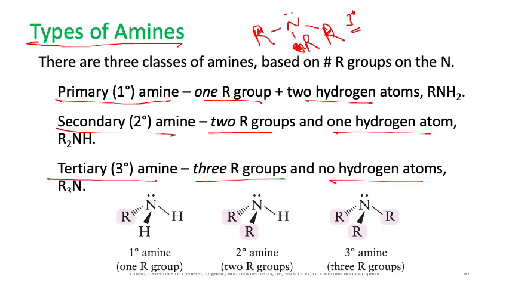So these are the examples: 1 R group, 2 R groups, and all 3 bonds replaced by R groups, tertiary amine. So if you have any structure, you just have to see how many R groups are attached to the central nitrogen. You can easily figure out what kind of amine it is, primary, secondary, or tertiary amine.